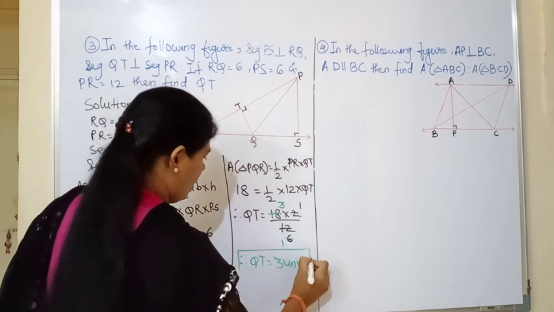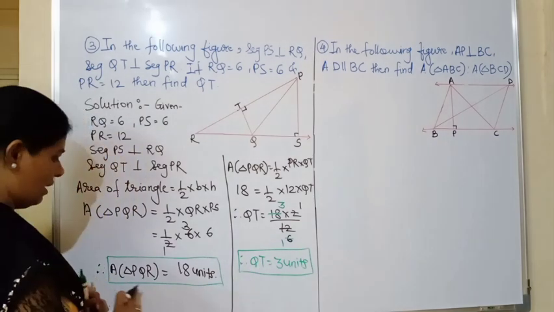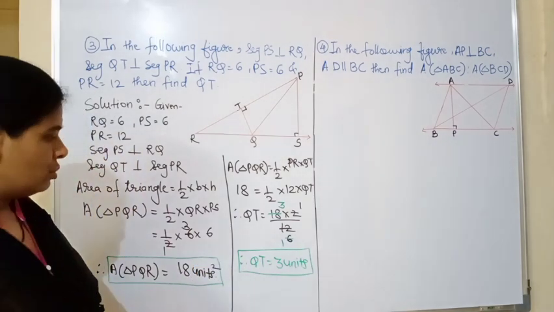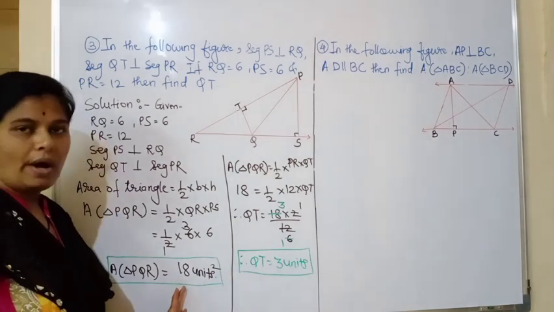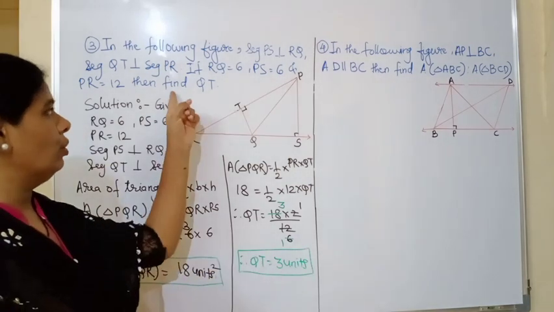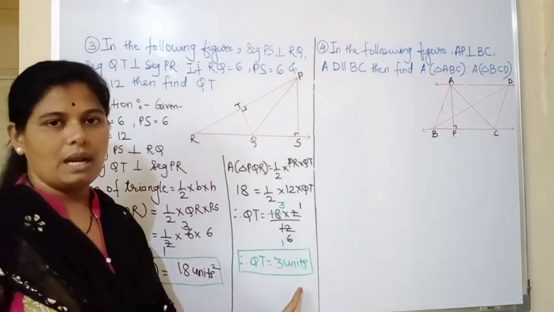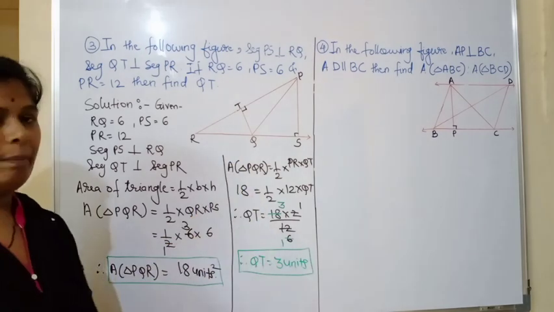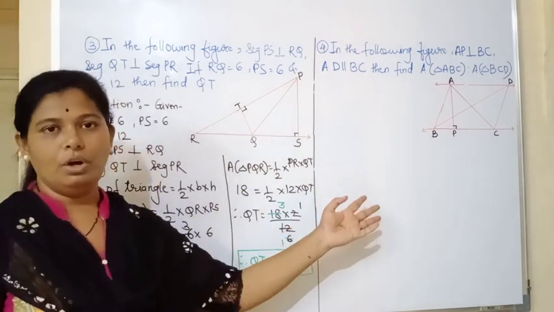What we got is the measurement of QT, that is 3 units, and here it is area, so we will write unit square. So in this way we can find the area of triangle PQR equal to 18 units, and we also got the measurement. They have told us to find the measurement of QT, and we have got the measurement of QT, and that is 3 units. So in this way we have completed the third sum. Now we'll move towards the fourth one.